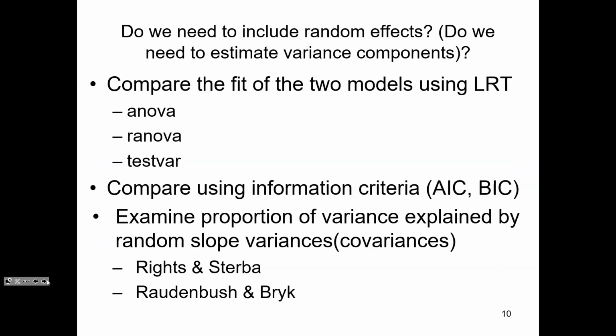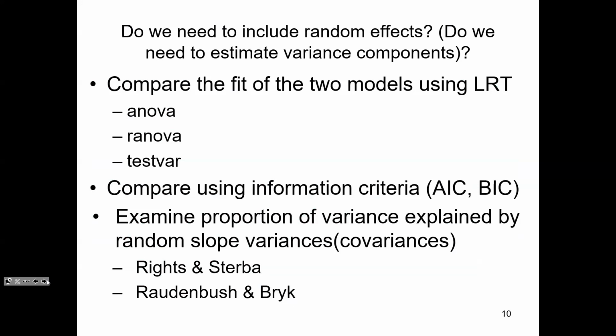We can also compare using information criteria, which is not the same as using a likelihood ratio test, right? We could use information criteria like the AIC and the BIC. I would say the first two bullet points are really about model fit. And then the third thing is that I can look at a couple of different things.